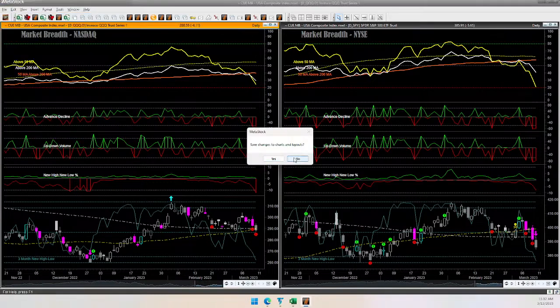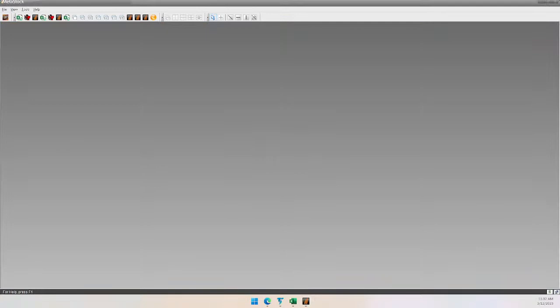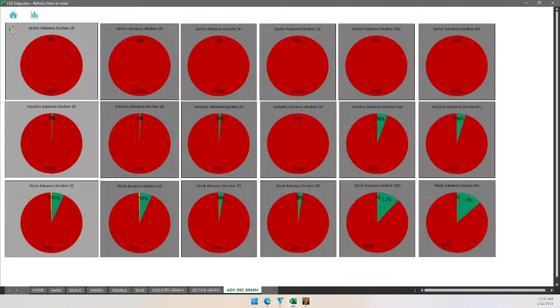Now the oversold situation is also in Q edge. This graph was bullish enough 1 week ago. I have the snapshot, I don't know if I can find it.